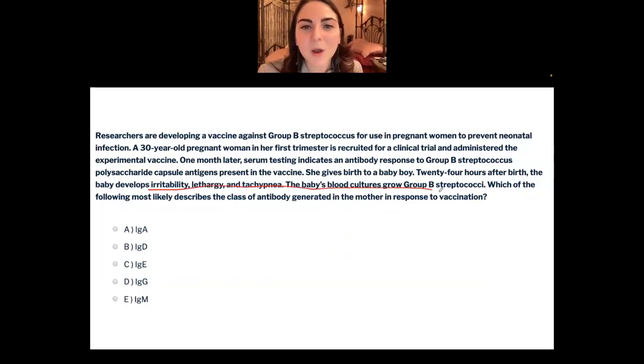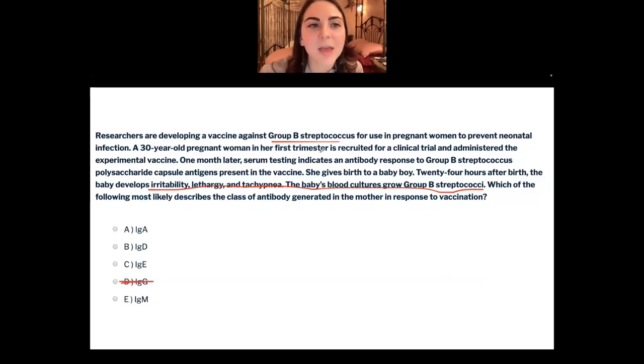So the baby wasn't protected against group B strep. So mom got vaccinated, but it did nothing for the baby. So what does that tell you? Mom didn't make what antibody that did not cross the placenta? IgG. That was the key here. So you guys answering IgG, you're right. That's what should have happened.